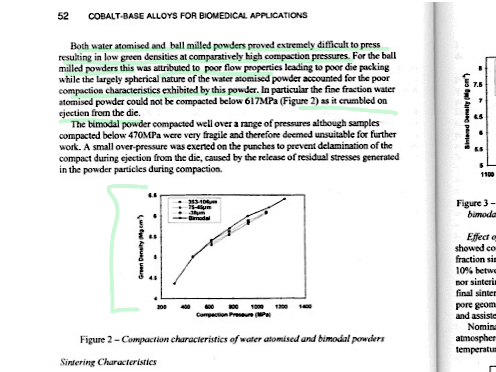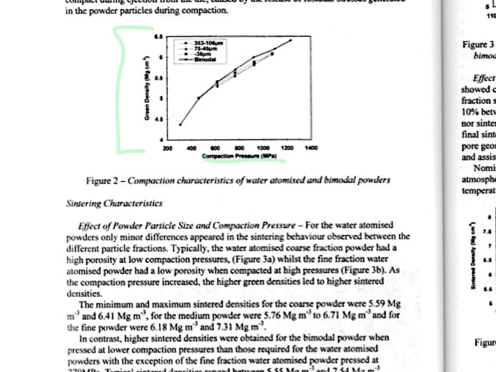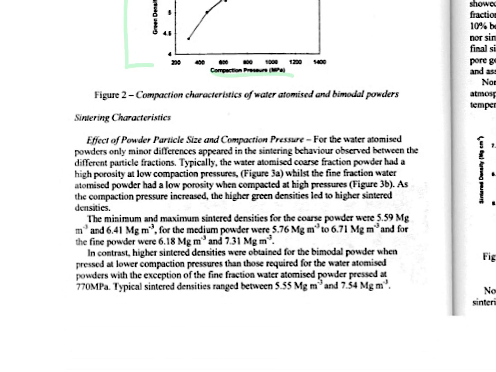And so they have differences in green density as a function of compaction pressure, which should surprise no one. And then they have powder particle size and compaction pressure. So they had the coarse fraction, high porosity, low compaction pressures; the fine fraction, water atomized, low porosity, compacted at high pressures. As compaction pressure increased, higher green densities led to higher sinter densities. That should be a duh statement. Of course it's going to do that, right? You reduce the diffusion distances, you get higher densities.